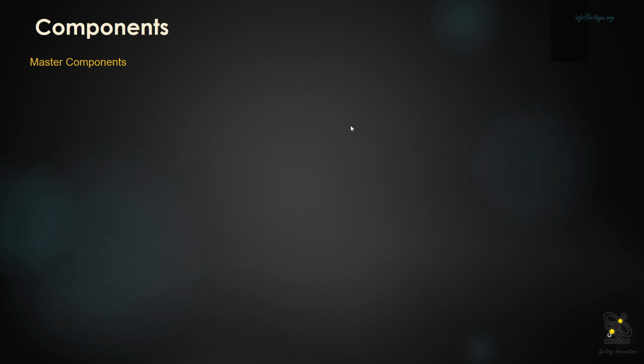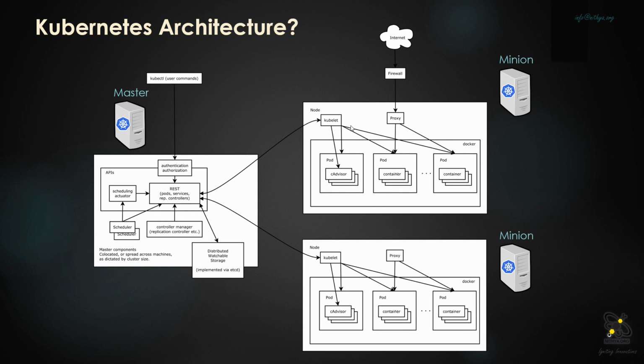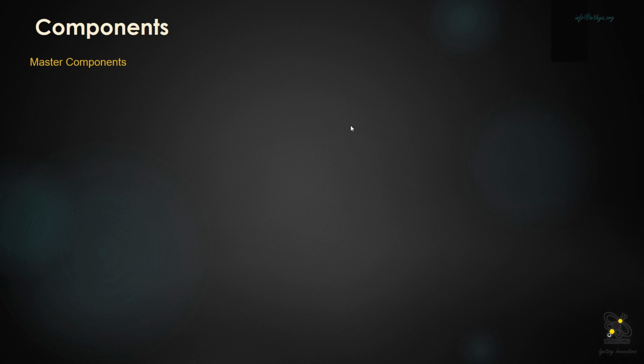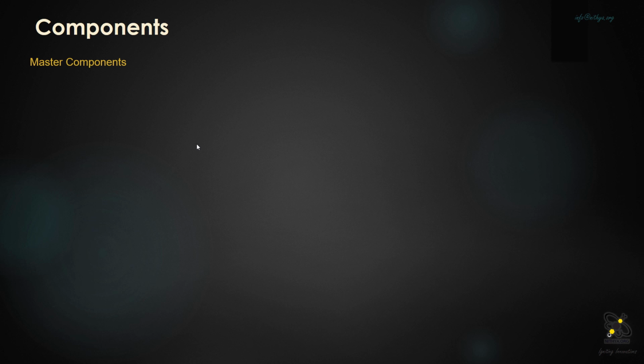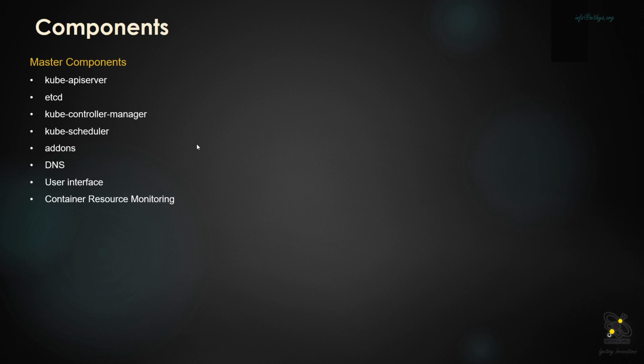So what are the main components of Kubernetes, which I explained in the architecture? Now we are going to see them one by one. First, we will see the master components. What are master components? Master components are nothing but the components which are installed on the master nodes. We will see the node components also. First, the master components: kube-apiserver, etcd, kube-controller-manager, kube-scheduler, add-ons, DNS, user interface, and container resource monitoring.